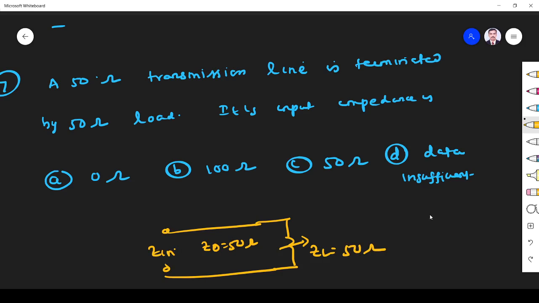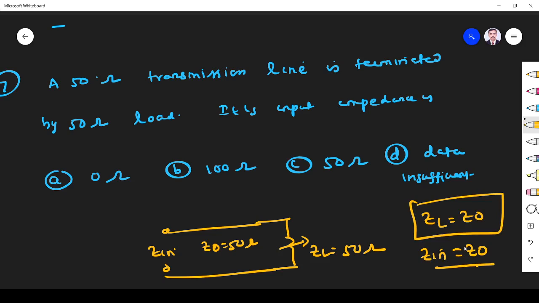We know when the load impedance is matched to the characteristic impedance, the input impedance is equal to Z0. So what is my input impedance? That is equal to Z0, that is 50 ohm. That is the condition. So option C is the right answer.